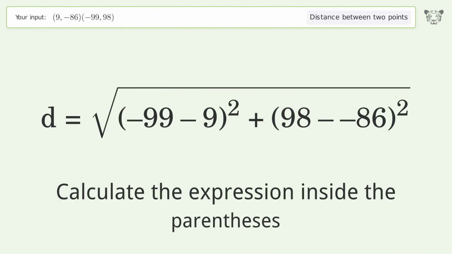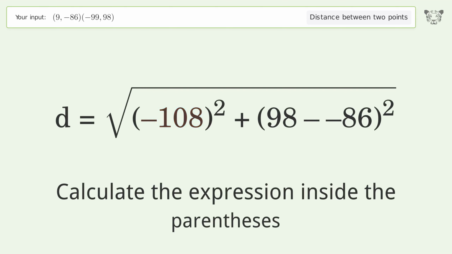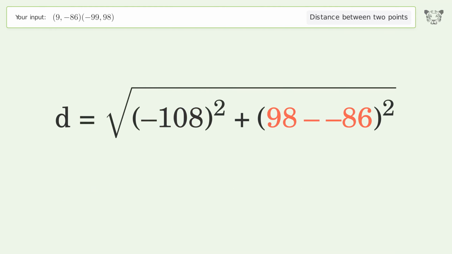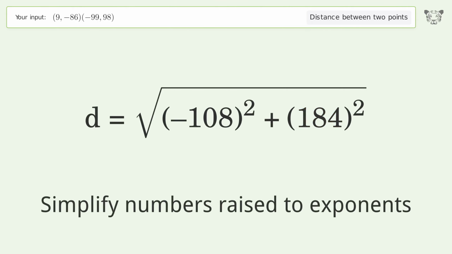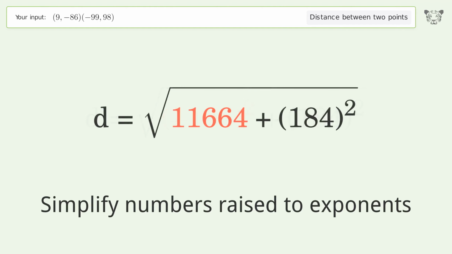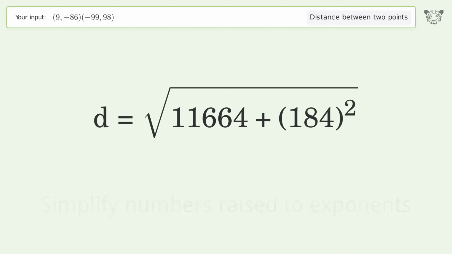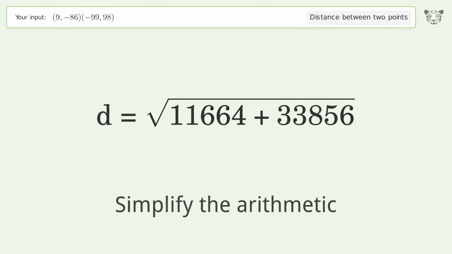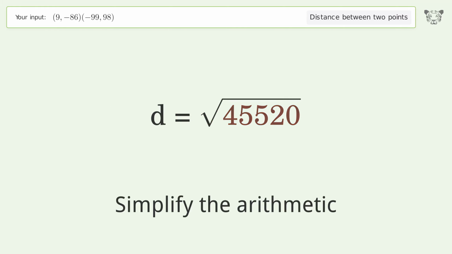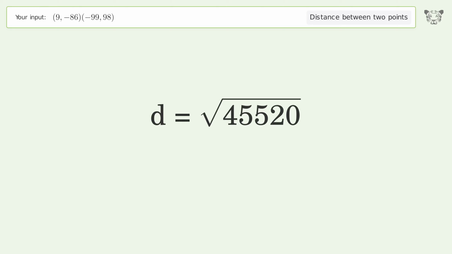Calculate the expression inside the parentheses. Simplify numbers raised to exponents. Simplify the arithmetic. And so the distance between the 2 points is the square root of 45,520, or 213.354.